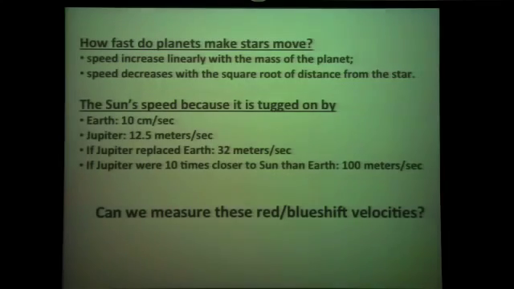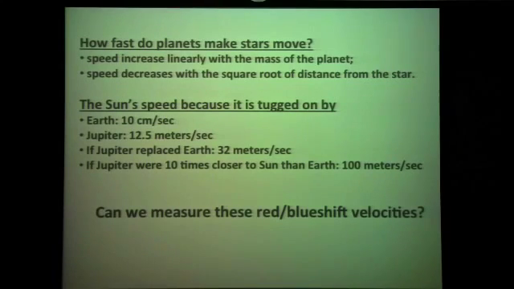All right. So how fast do planets make stars move? The speed increases linearly with the mass of the planet. You got to know that. Okay? And the speed decreases with the square root of the distance from the planet. You knew that. Okay? So what does that actually mean in terms of numbers?